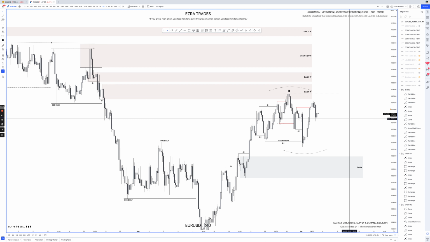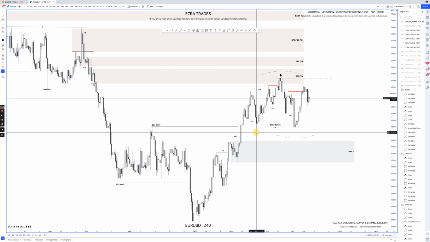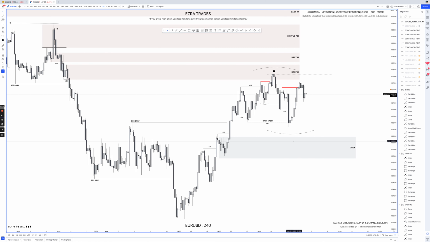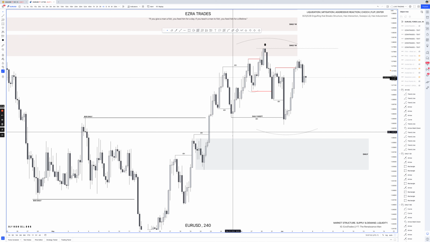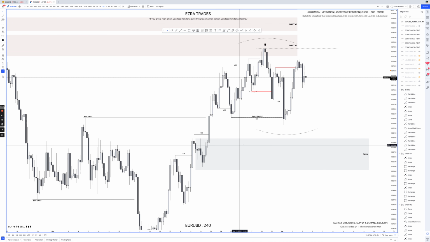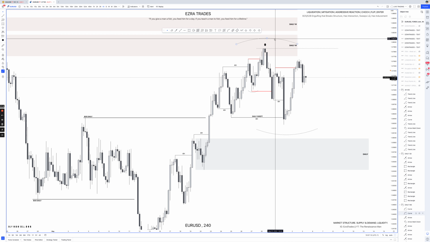So at this moment, what we're going to do is focus on our POIs, right? And so what we're going to look for is the 4-hour demand and supply zones inside the daily and then in current price action, right? So at this moment, if we pull back into this area here, which we see right now, this is considered weak, but it's on the daily. This is weak on the daily as well.